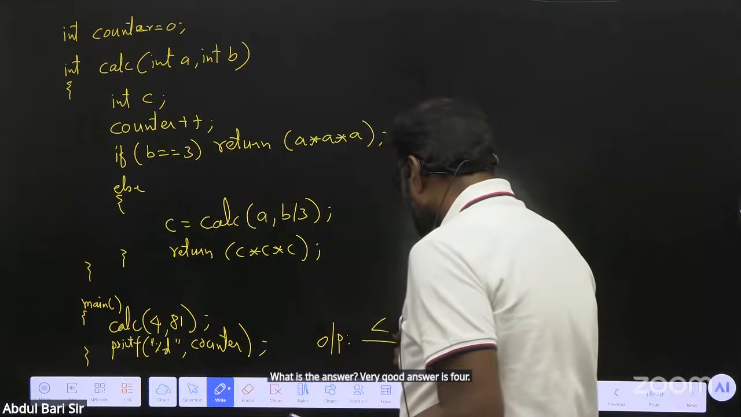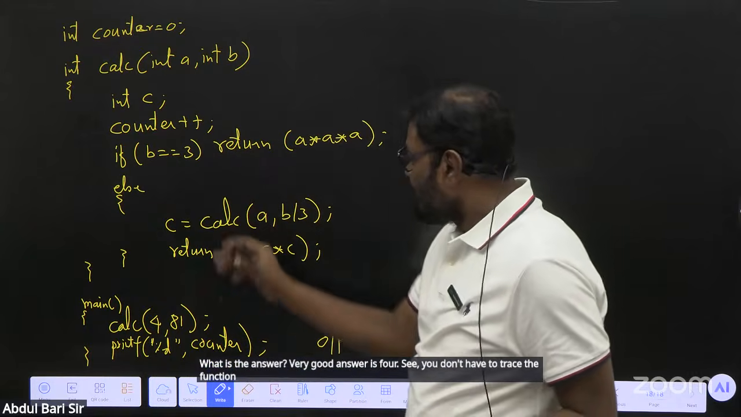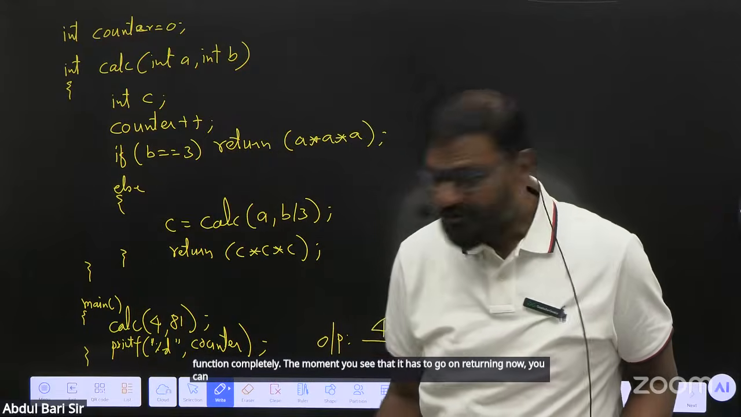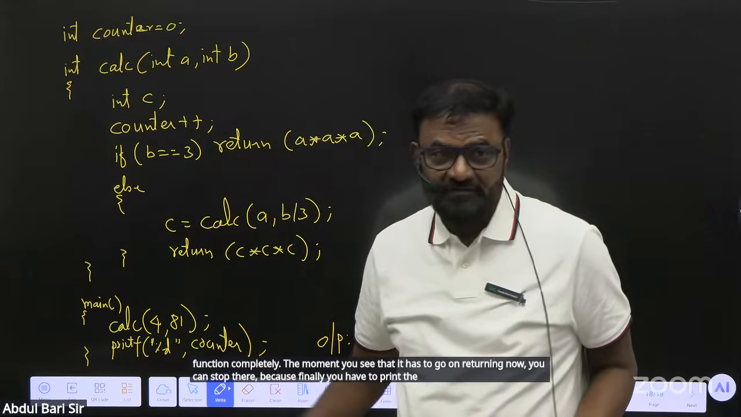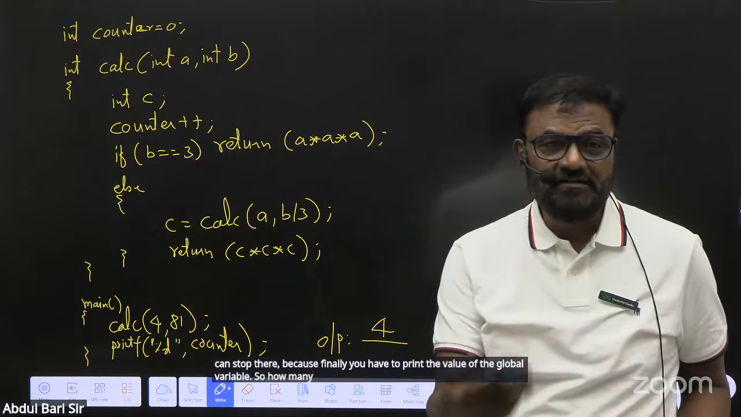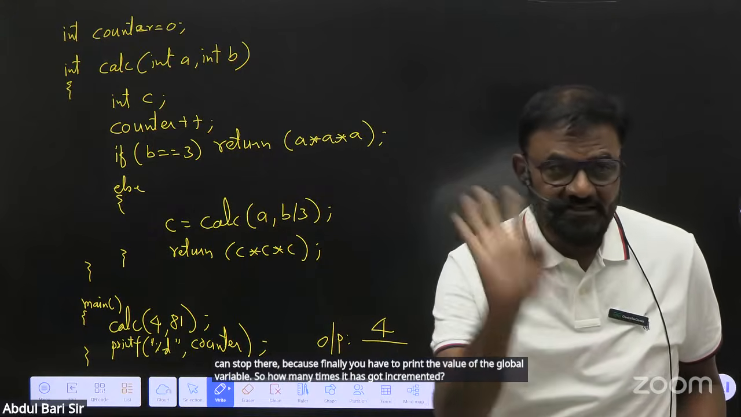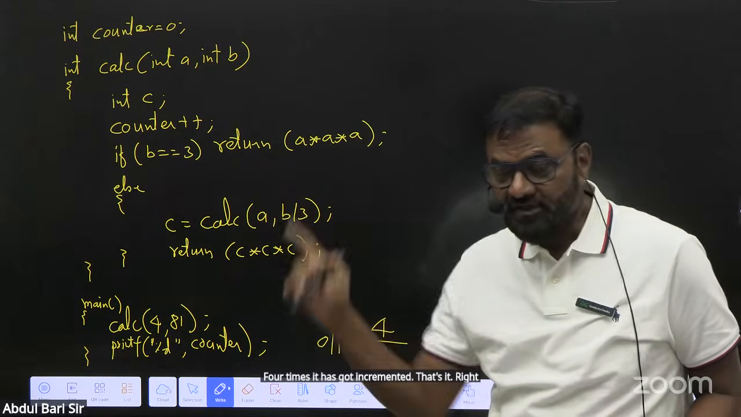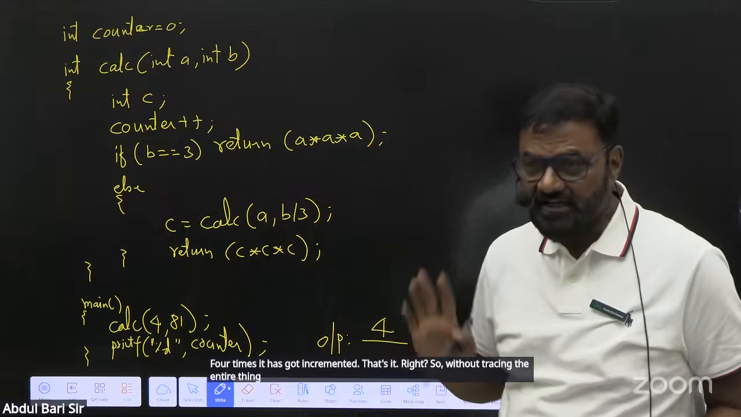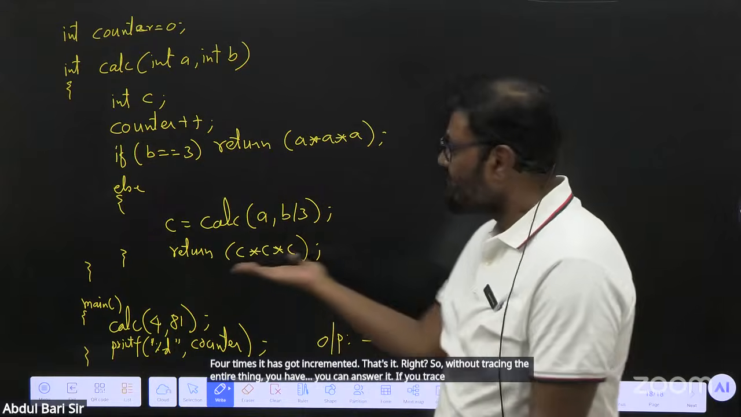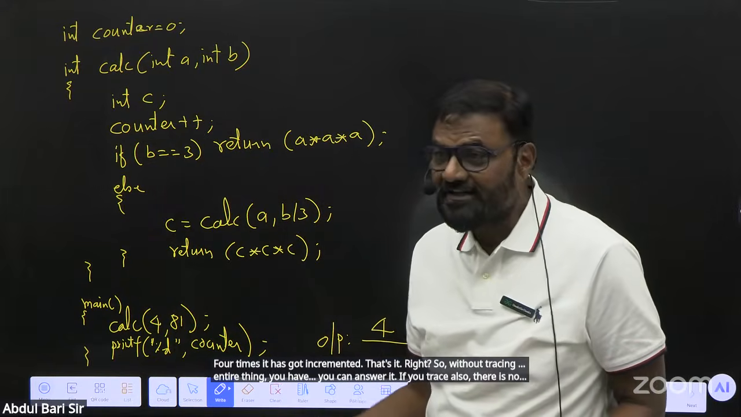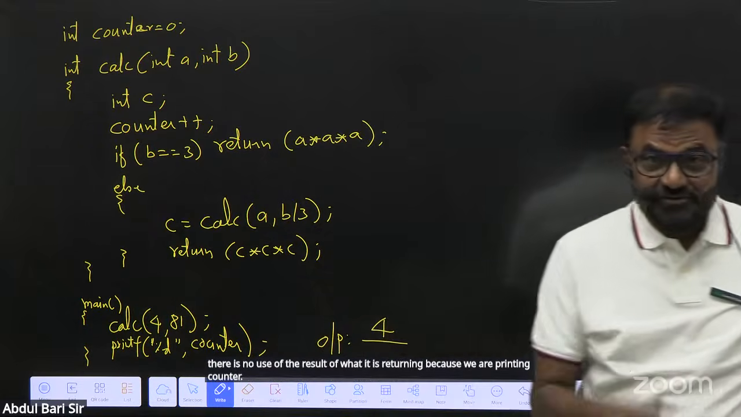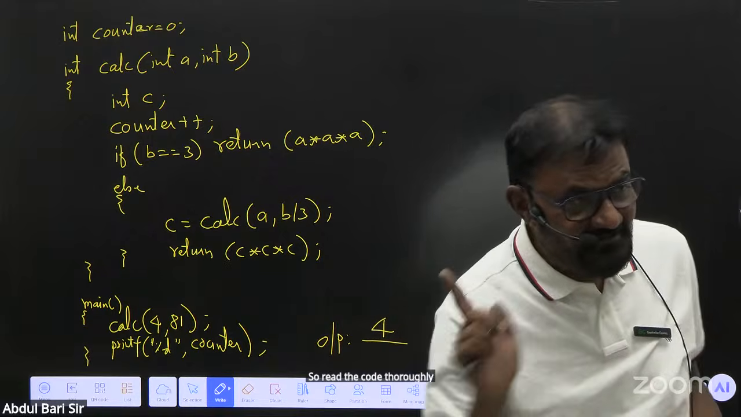See, you don't have to trace the function completely. The moment you see that it has to go on returning, you can stop there, because finally you have to print the value of the global variable. So how many times has it been incremented? 4 times it has been incremented. That's it. So without tracing the entire thing, you can answer it. Even if you trace, there is no use for the result of what it is returning, because we are printing counter. So read the code thoroughly to see what it is asking.